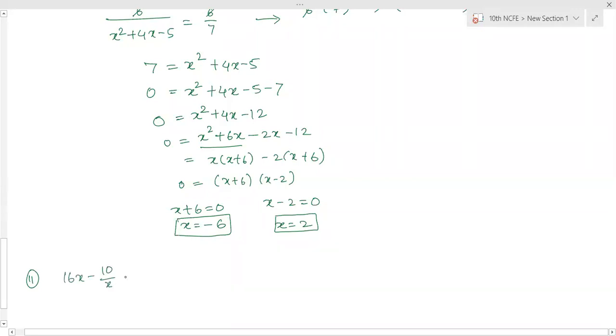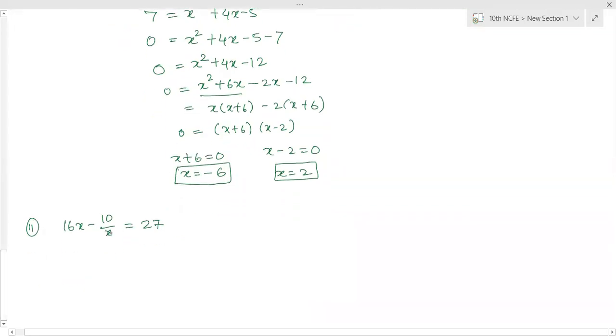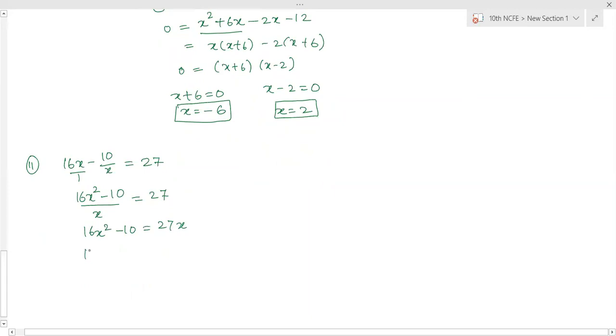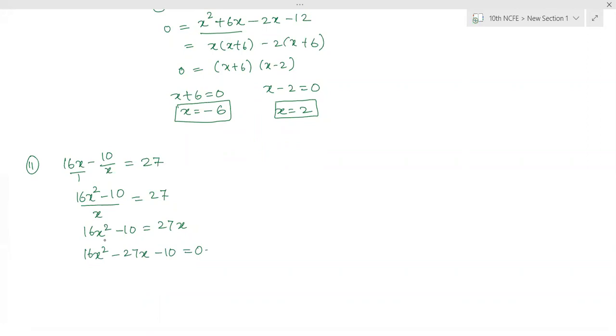16x minus 10 by x is equal to 27. This is also, we have to convert first into a quadratic equation by taking LCM. LCM is x. So this will become 16x square minus 10 is equal to 27x. Sixteen x square minus 27x minus 10 is equal to 0. So what are the two factors? Disha, can you tell? Find out first, write down first and then tell me. What are the two factors?